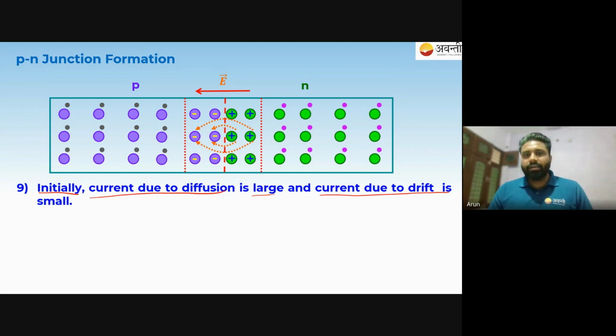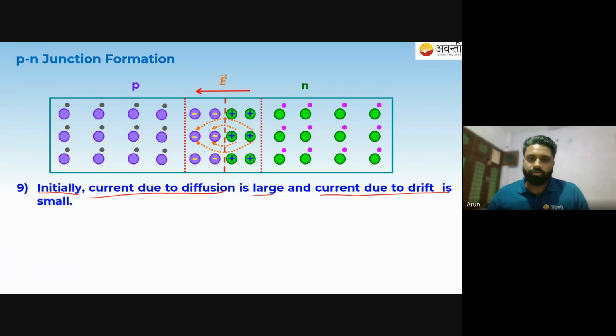So the diffusion current, which is formed because of the diffusion of electrons from high concentration to low concentration, is very large, because this process takes very little time to happen. So a very large amount of current will be flowing through it, which means initially the current due to diffusion is large, and the current due to drift, because the carriers are in the minority, will be small. Okay, so the drift current here will be small, and the current due to diffusion will be large.